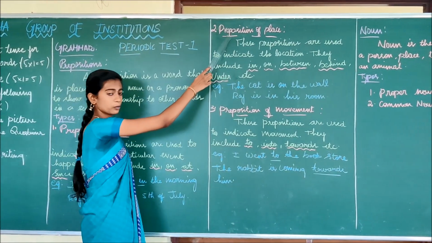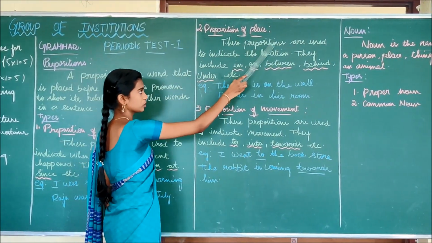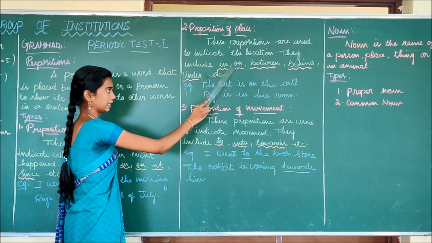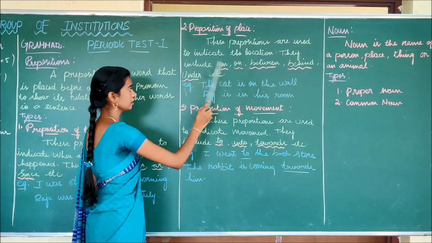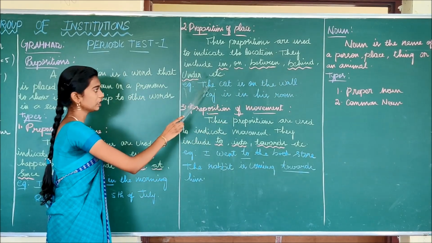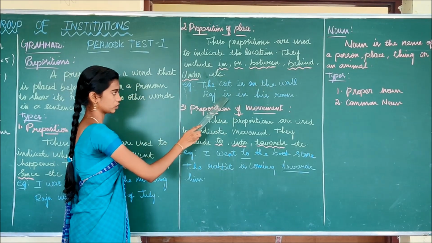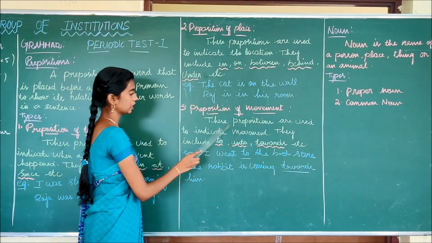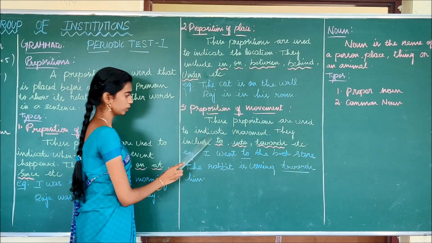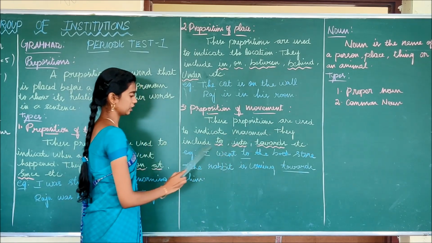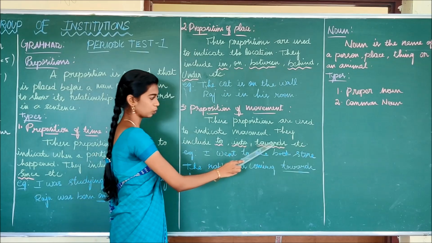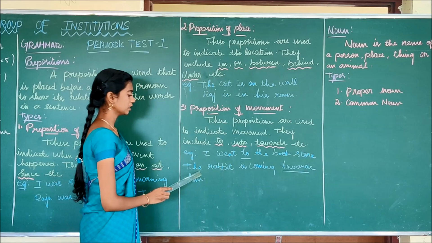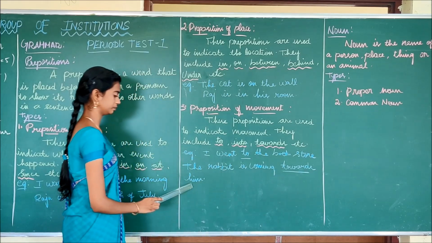So second type, preposition of place. These prepositions are used to indicate the location. They include in, on, between, behind, under, etc. Example, the cat is on the wall. Raju is in his room. The third type, preposition of movement. These prepositions are used to indicate movement. They include to, into, towards, etc. Example, I went to the bookstore. The rabbit is coming towards him.